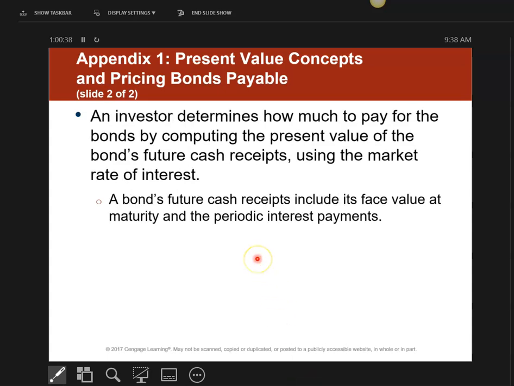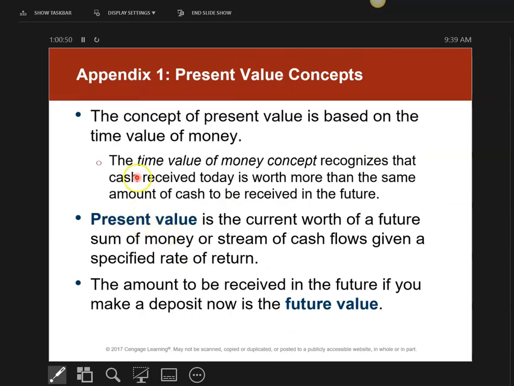And in order for an investor to know how much to pay, we're going to use something called the present value of the bond's future cash receipts. And let me explain what that means. The present value uses what we call the time value of money concept. And so the present value asks myself, that $100,000 that I'm going to get in 5 years, what is it worth today? That's considered the present value.